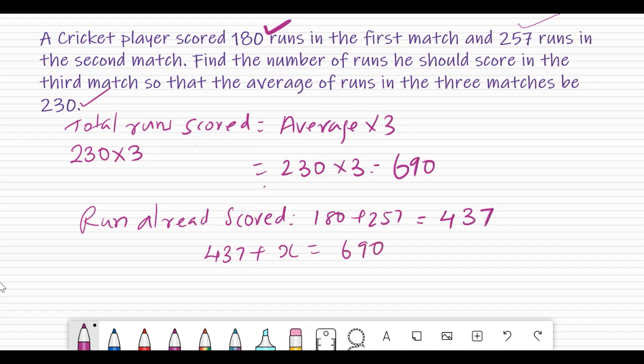For the purpose of making an equation, we can make it like this. Otherwise also you know how to solve it. 690 minus 437, which is equal to 253. Sometimes the question will be so easy for you.